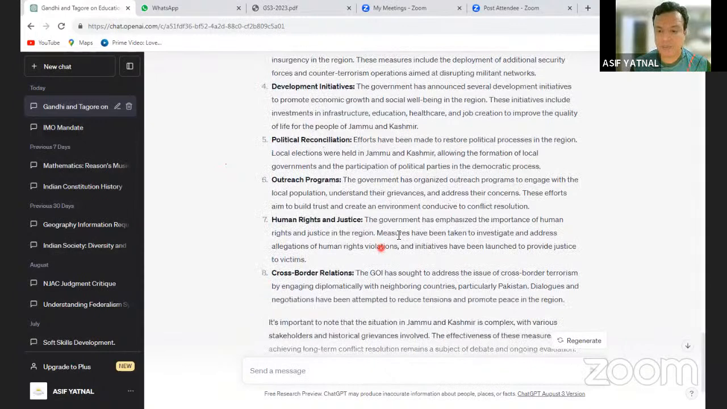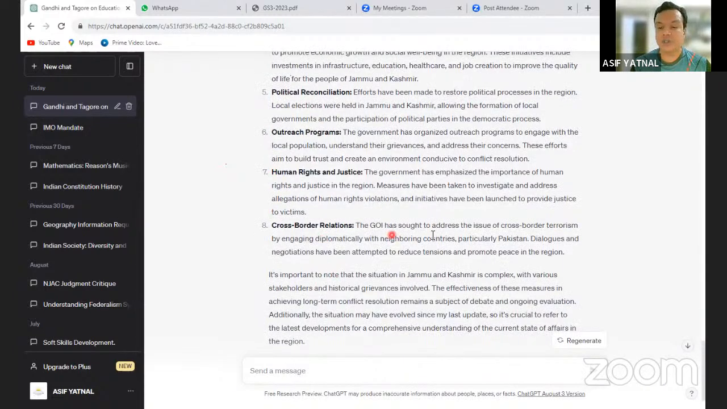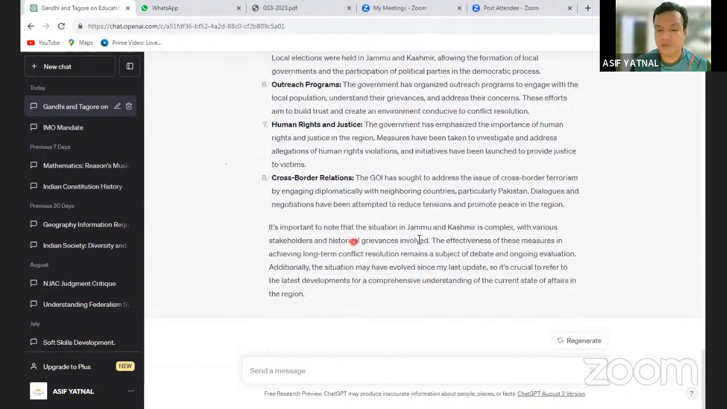Human rights and justice. The government has emphasized the importance of human rights and justice in the region. Measures have been taken to investigate and address allegations of human rights violations. Initiatives have been launched to provide justice to the victims. And cross-border relations. The government of India sought to address the issues of cross-border terrorism by engaging diplomatically with neighboring countries, especially Pakistan. Dialogue and negotiations have been attempted to reduce tension and promote peace in the region. It is important to note that the situation in Jammu and Kashmir is complex, with various stakeholders and historical grievances involved. The effectiveness of these measures in achieving long-term conflict resolution remains a subject of debate and ongoing evaluation.